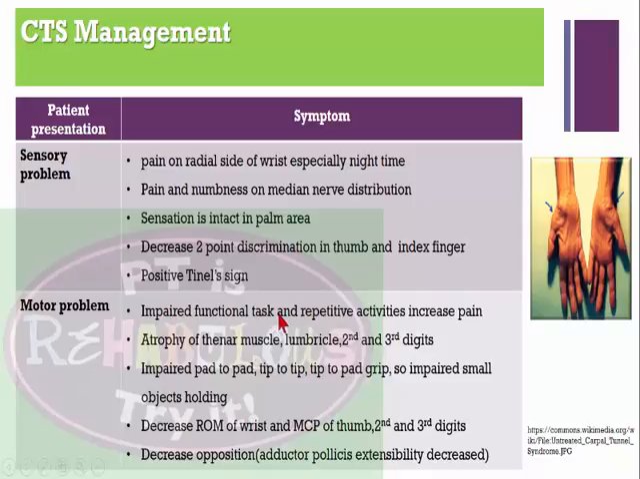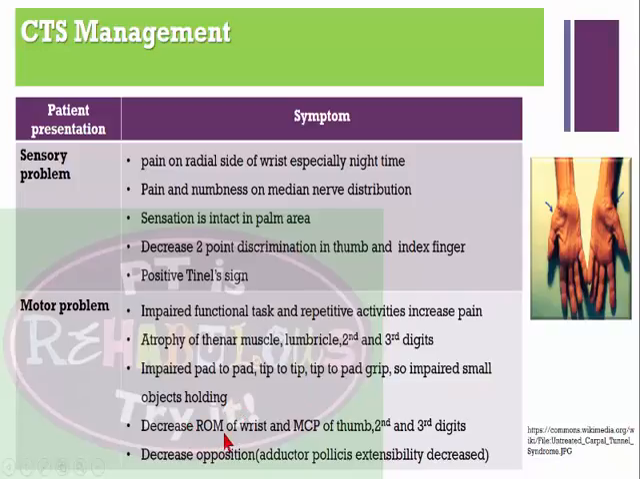Motor problem. Impaired functional tasks, and repetitive activities may increase pain. The patient may have thenar muscle atrophy, and atrophy of the lumbricals of the second and third digits. Pad to pad, tip to tip, and tip to pad grips are impaired. So if they are holding some objects like a hammer, that may affect their grip.